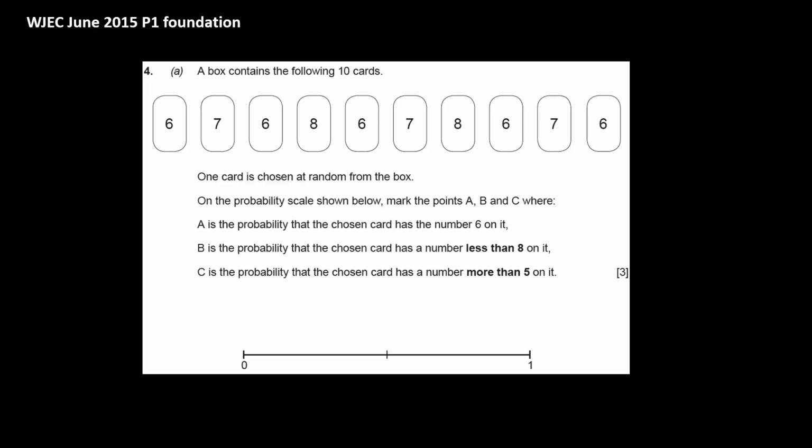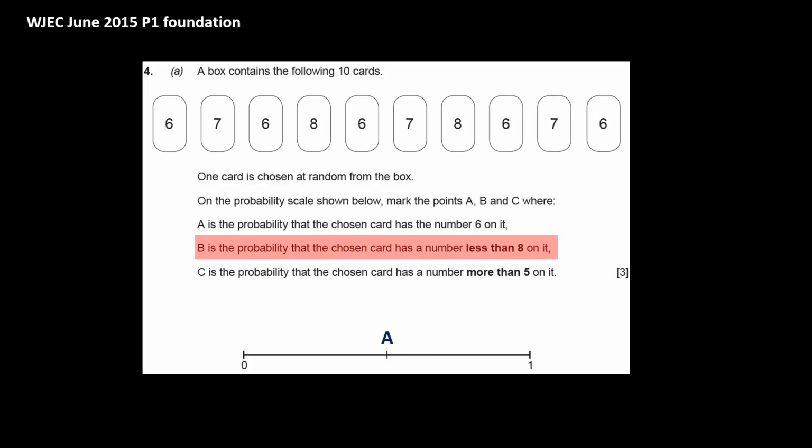More stuff with cards. And we've got to work out the probability here and put letters on that number line to show that probability. So A is the probability that the chosen card has the number 6 on it. How many have got number 6 on them? There's 1, 2, 3, 4, 5. So that's 5 out of 10 cards have got a 6. So that's 0.5. So that's bang in the middle. That's where we put A.